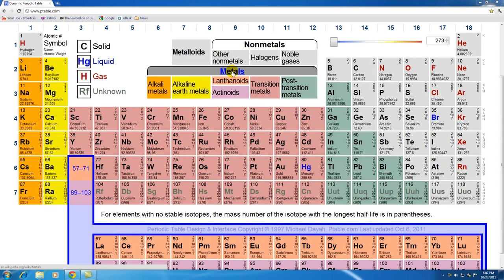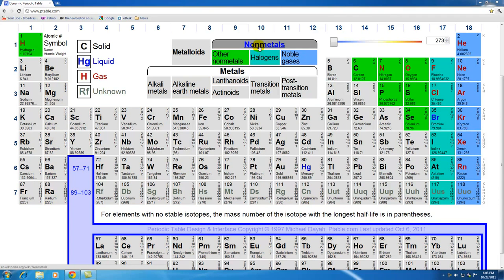All these metals have the properties that you might think. They're solid, they're shiny, they're good conductors of electricity. And if you notice, most of the elements on the periodic table and most of the elements in life are metals. So then we can go ahead and look at nonmetals.